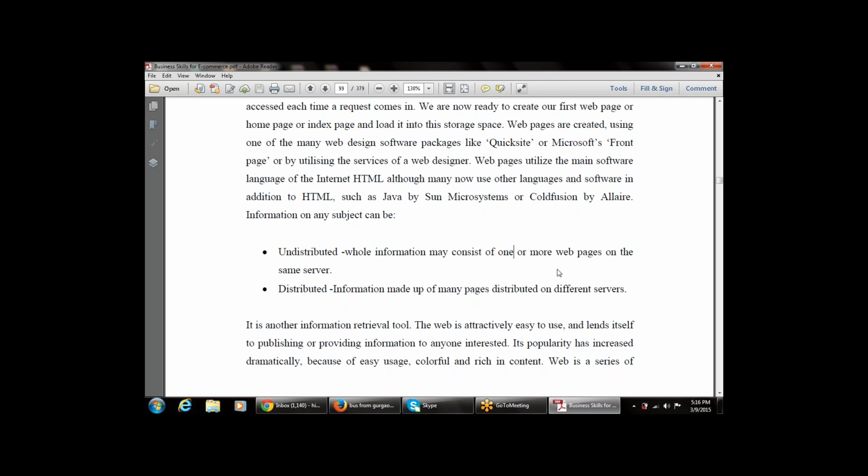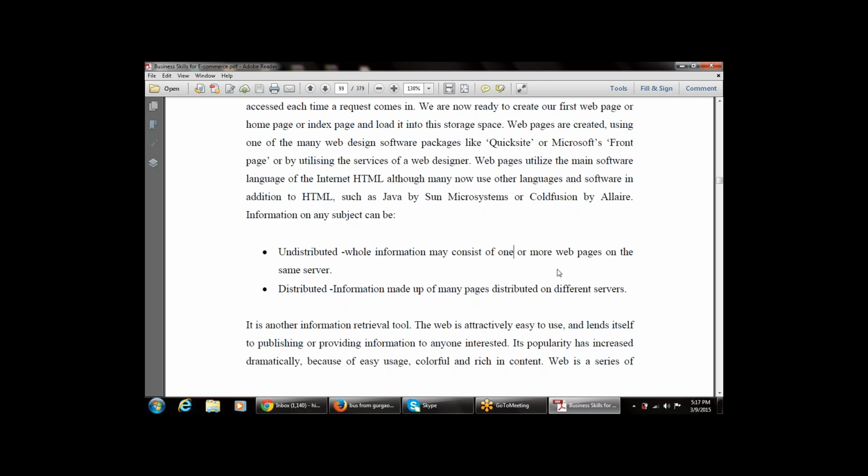It is another information retrieval tool. This is one of the important retrieval tools, known as the WWW. The web is attractively easy to use and lends itself to publishing or providing information to anyone interested. Suppose I am searching for the contents of the class, that is also searched by using the WWW, a collection of information.